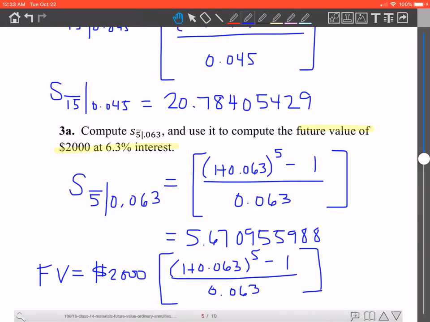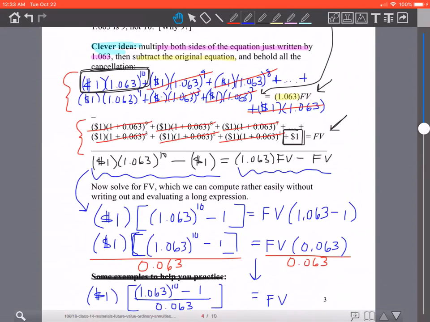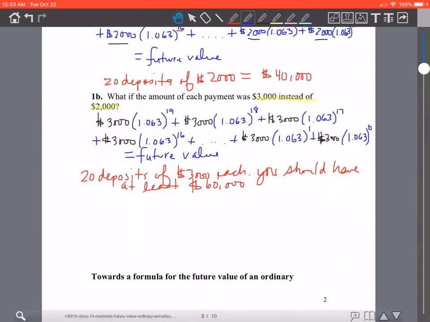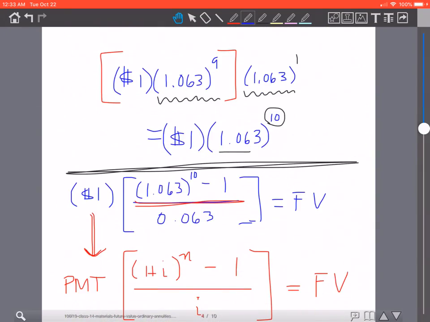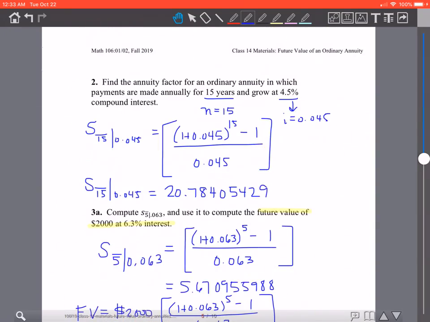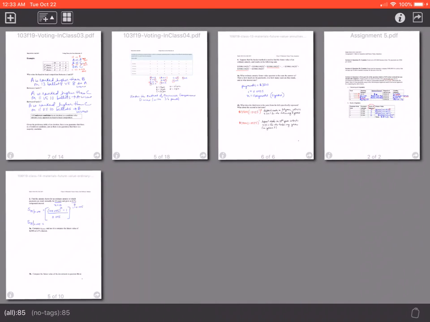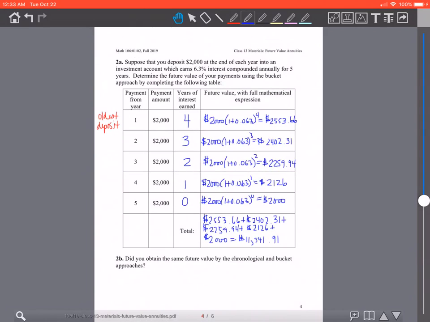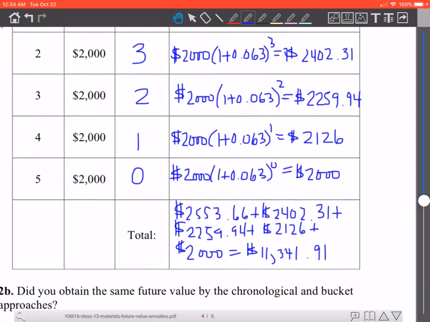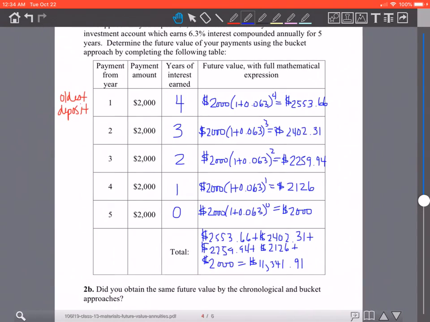Let me just scroll back for a second. From the notes from Tuesday. Sorry, not Tuesday, last Friday. 6.3% for 5 years. Let's see if the formula gives us $11,341.91. These are the notes from last Friday. Remember the ones I uploaded that I said I was going to do a different example than the one you had for homework.